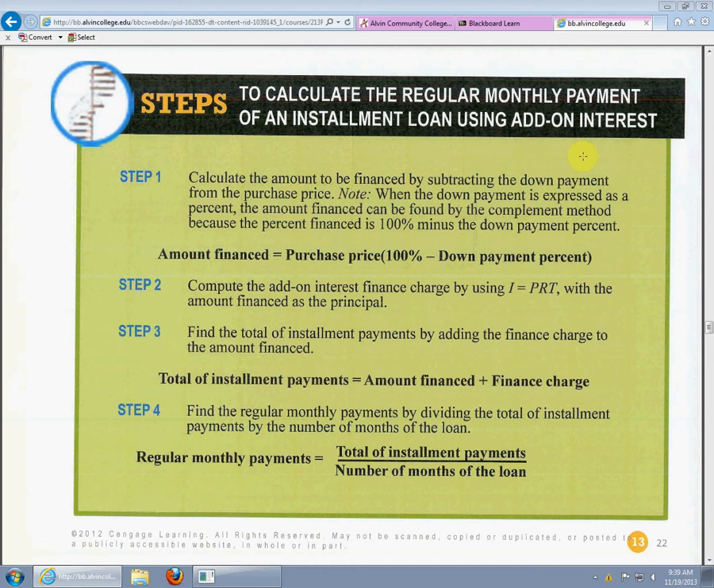So we're going to try this, so keep your steps available on page 427. We have Caroline that bought furniture with a 6% add-on interest installment loan from our bank. The purchase price of the furniture was $1,500. The bank required a 10% down payment and equal monthly payments for 2 years. So how much are the monthly payments? So just go through your 4 steps on the bottom of page 427.